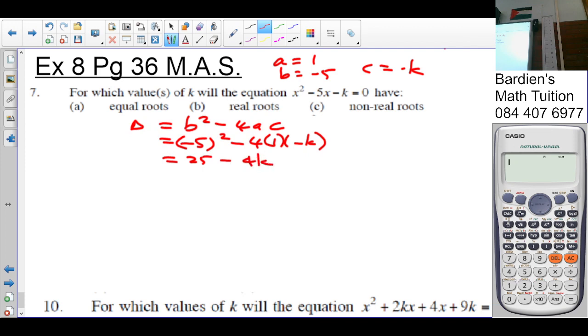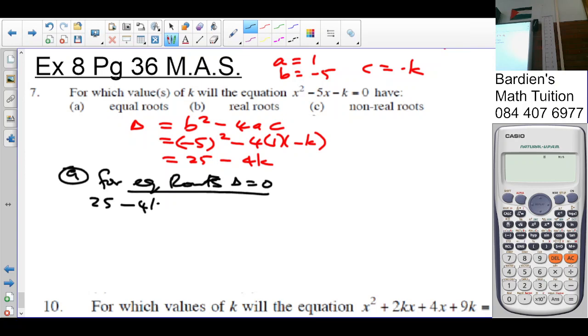In the first case, I want to know for equal roots. For equal roots, delta is equal to 0. So in other words, 25 minus 4k is equal to 0. So negative 4k is equal to negative 25. So k is going to be 25 over 4. Okay?